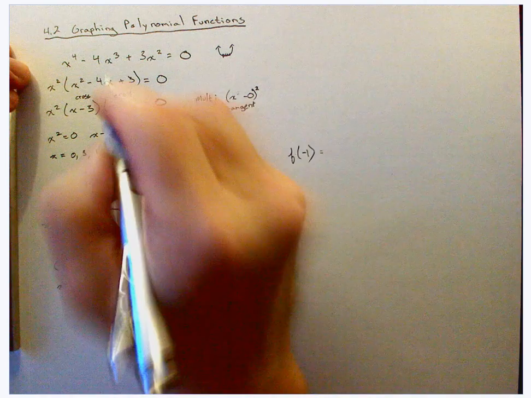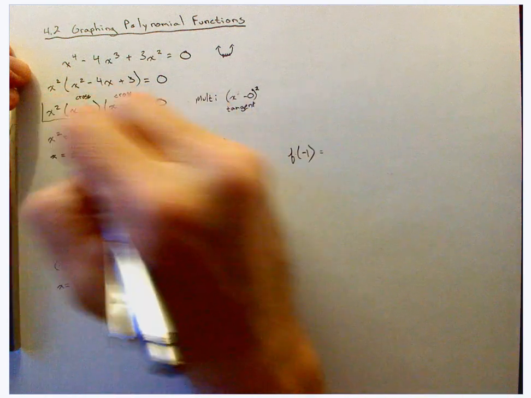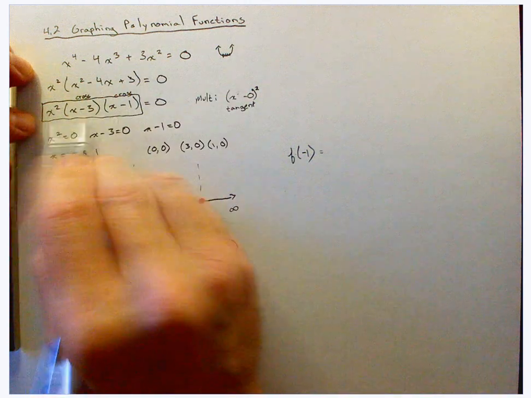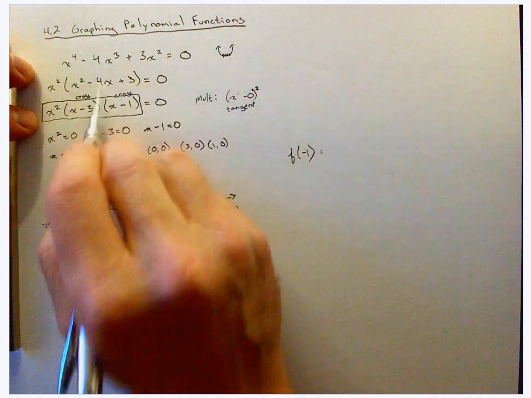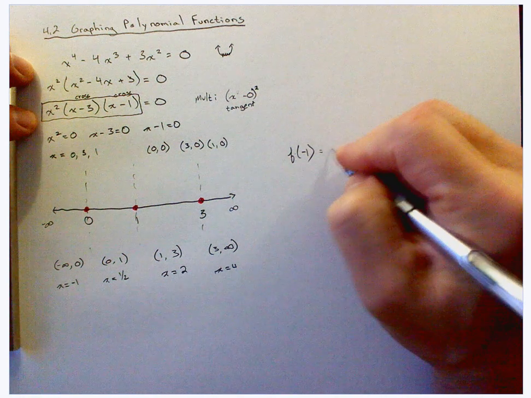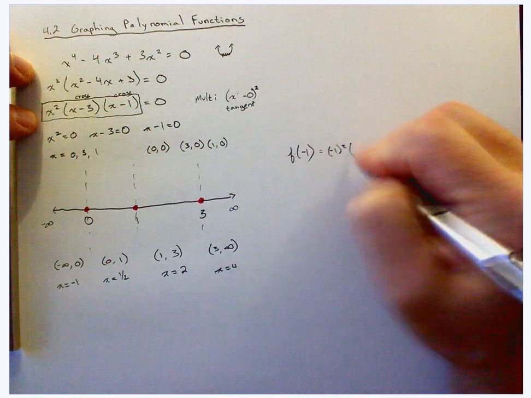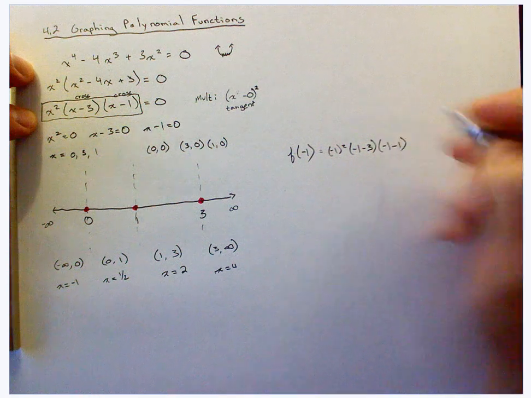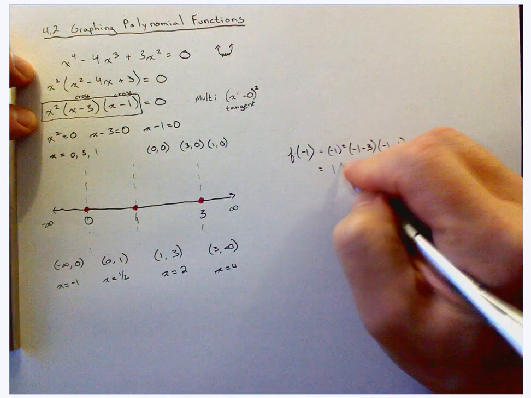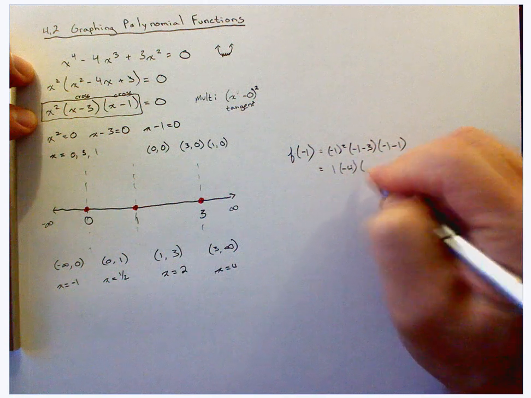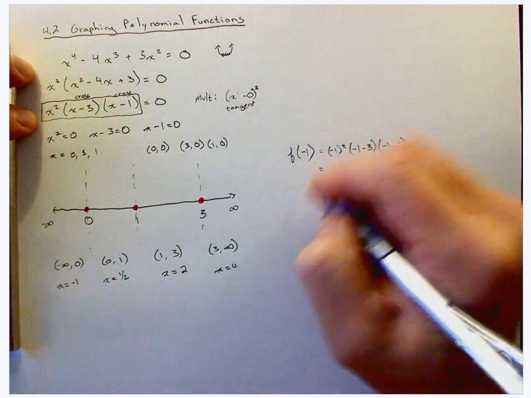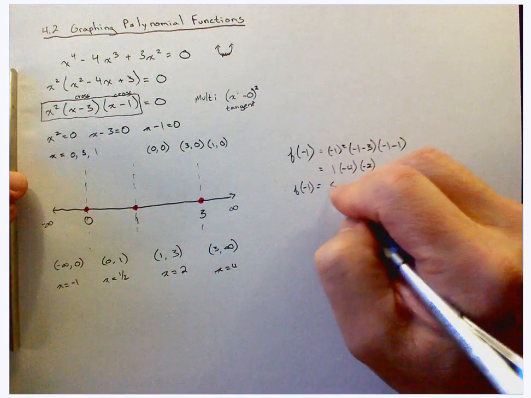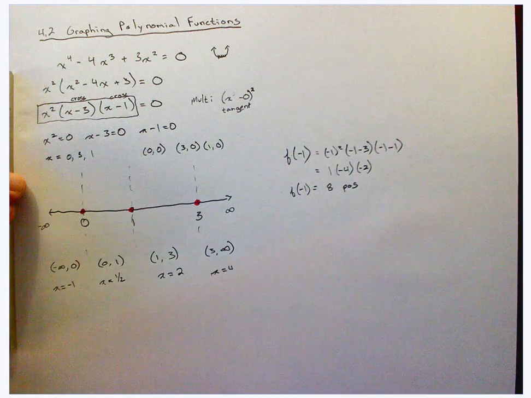And you know what I'm going to use? This will probably be easier to do the math instead of taking stuff to the fourth power and the third power. I'm just going to use my factored form. These two are equivalent, same thing. So negative 1 squared, negative 1 minus 3, and then negative 1 minus 1. That's 1 times negative 4 times negative 2. So f of negative 1 equals 8, and it's positive.